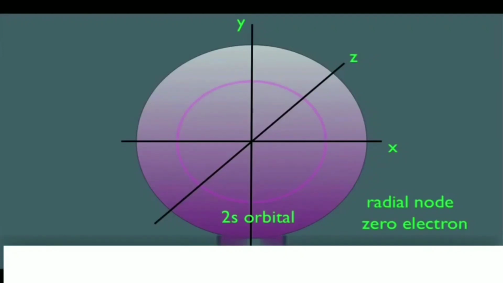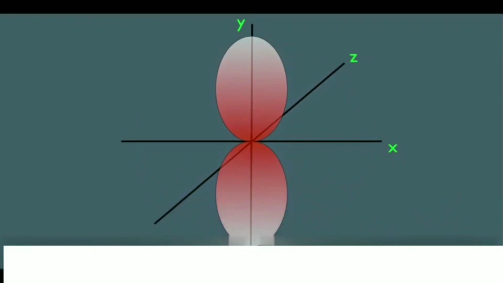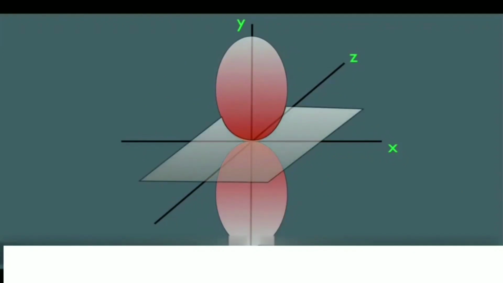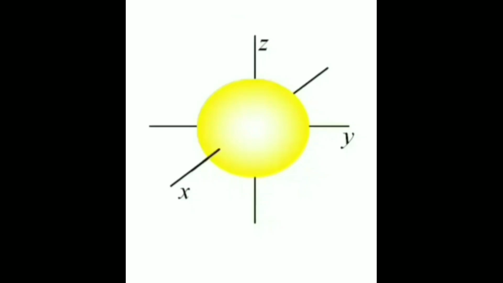The second type of node is the angular nodal plane, which is present in the p orbitals. When the electron enters in any axis, the nodal plane is created between the rest of the two axes, where the probability of finding an electron is 0.